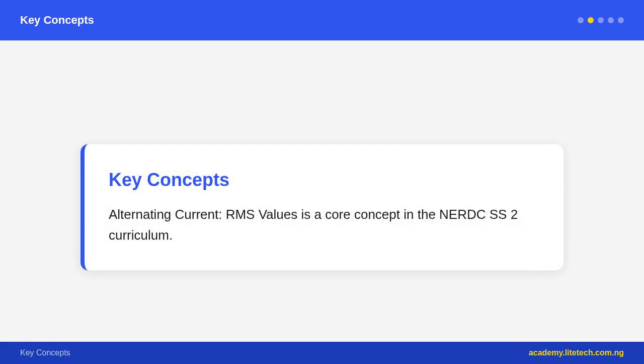The RMS, root mean square, value of an AC current is the equivalent DC current that will produce the same heating effect, and therefore the same power, in a resistor. Derivation of RMS: power dissipated in a resistor at any instant, P equals I squared R equals I0 squared R sin squared omega t.